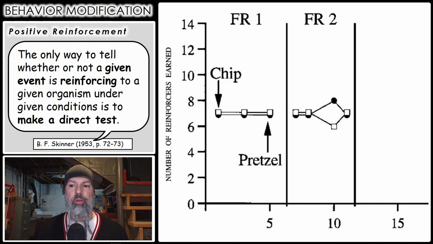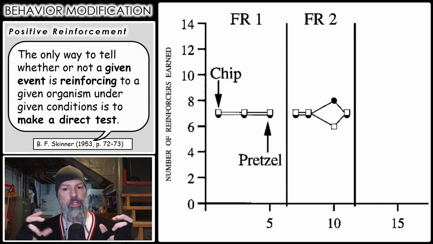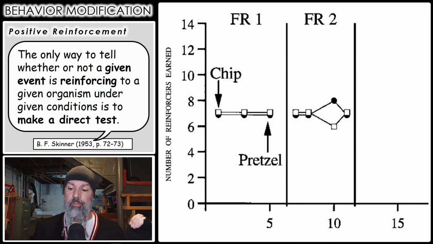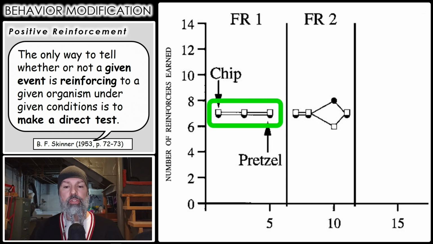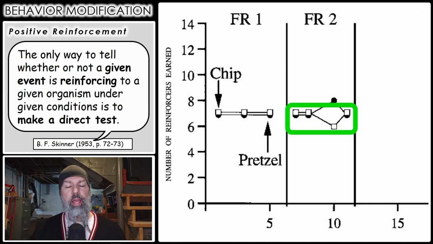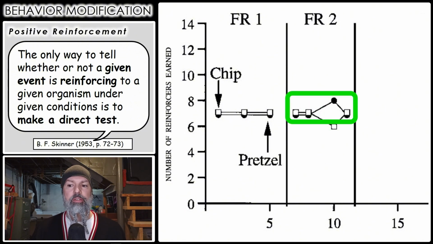So once again, we go to the fixed ratio 1 schedule, and you can see that chips and pretzels, dead even, right? 7 times chose to get the chip reward, 7 times chose to get the pretzel reward. What about on a fixed ratio of 2, when you had 2 responses required before you got that reinforcer? Well, again, very close. We have 6 to 7 times for the chips, 7 to 8 times for the pretzels.